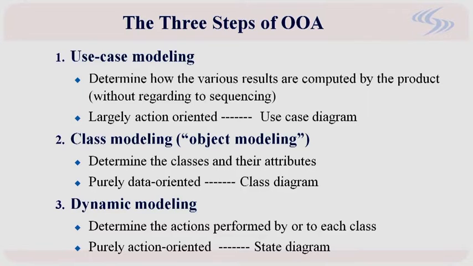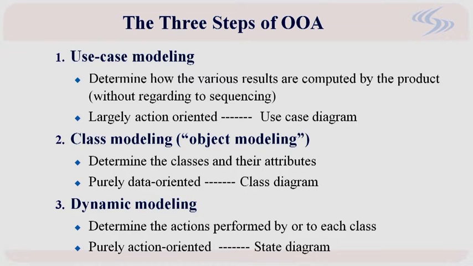Step 1, use case modeling, is to determine how the various results are computed by the product without regard to sequencing. And it is largely action-oriented. The product of use case modeling is the use case diagram.